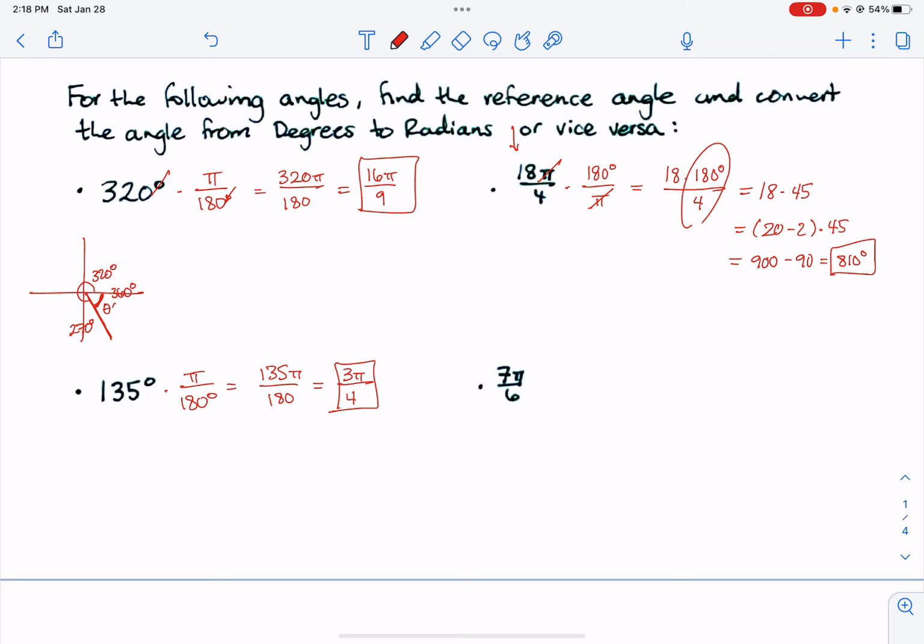There's my theta prime. And so what is theta prime? Well, that's going to be the next biggest angle from, we want to find that sort of measured angle to the x-axis there, right? So we could simply just take 360 minus 320. That's going to give me 40 degrees.